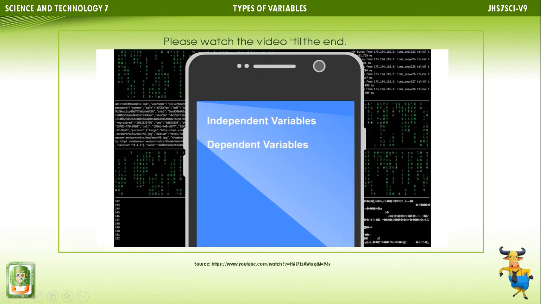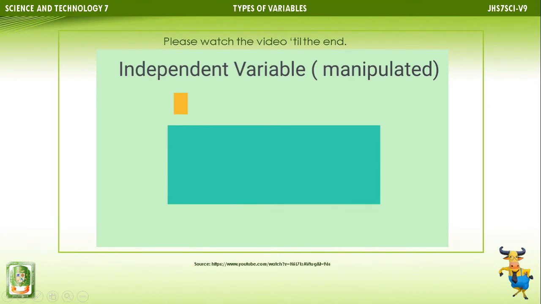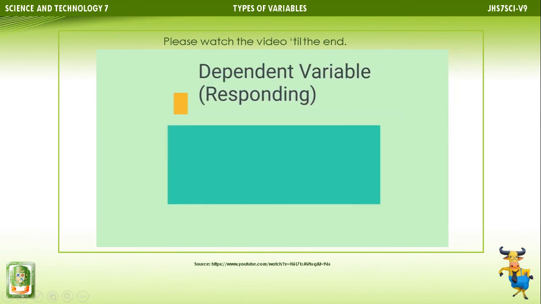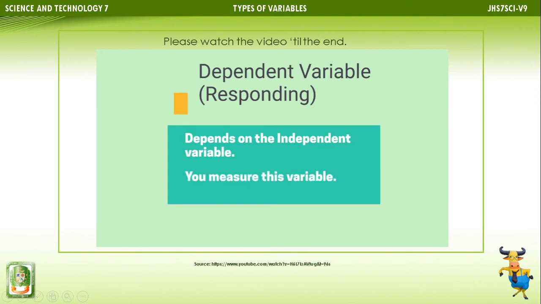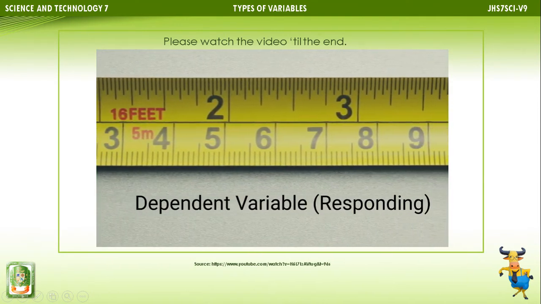An independent variable, which is also sometimes called the manipulated variable, has the ability to stand alone. It is the variable you are changing or manipulating. In simple terms, you change the independent variable. The dependent variable, which is also called the responding variable, depends on the independent variable. It is the variable you are measuring. In simple terms, the dependent variable is what you measure.